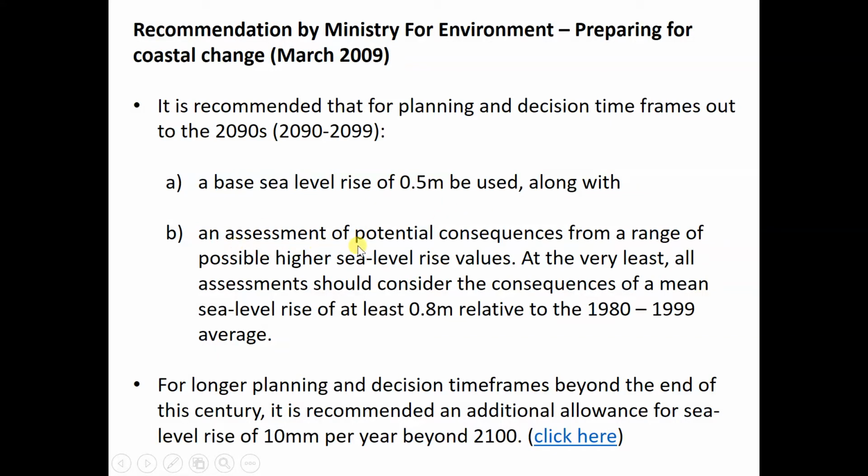Secondly, B, an assessment of potential consequences from a range of potential highest sea level rise value. At the very least, all assessments should consider as consequence of mean sea level rise of 0.8. So therefore, sometimes there's a potential higher sea level, then we need to put a higher value.